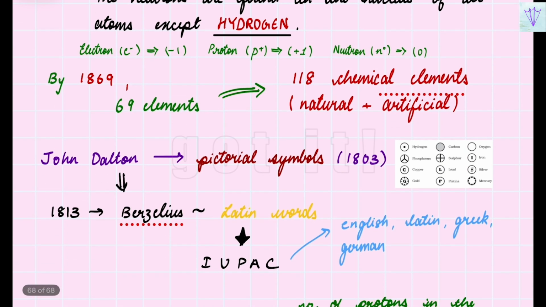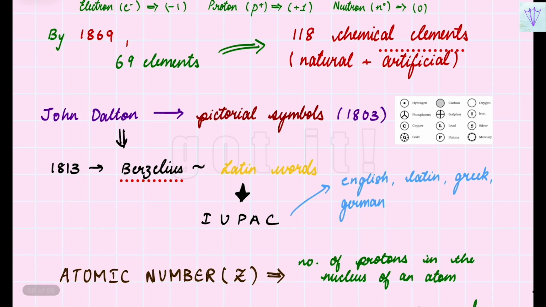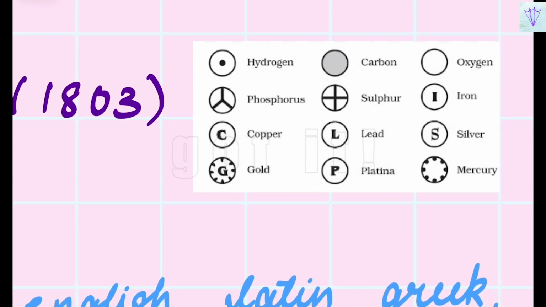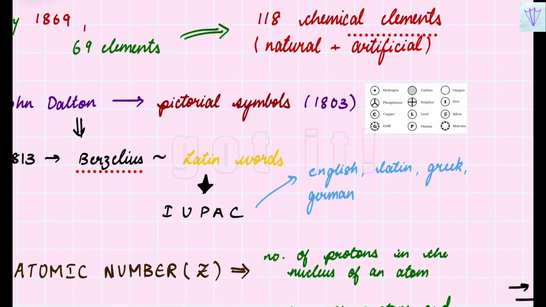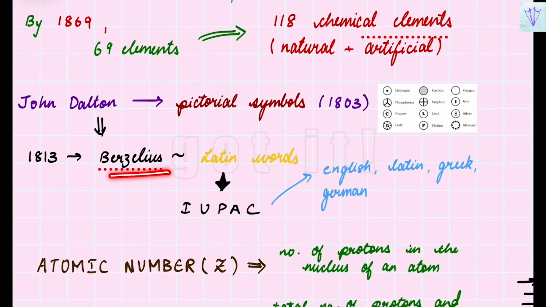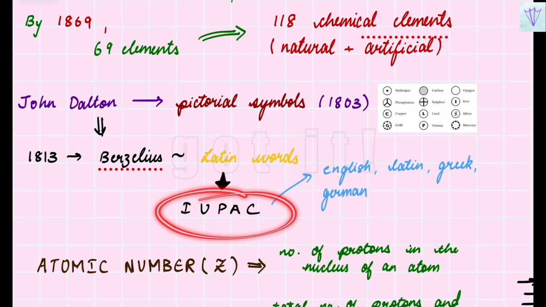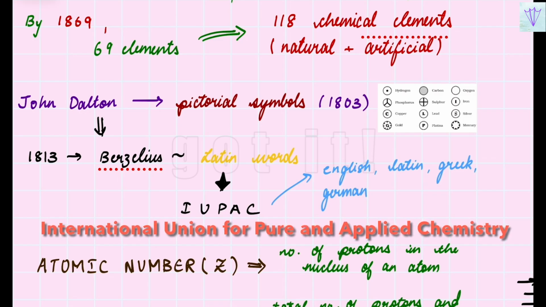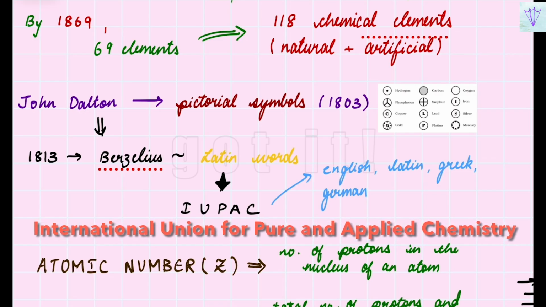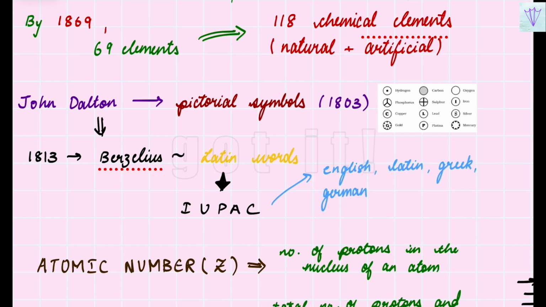Then coming to the naming of these elements. John Dalton proposed pictorial symbols in the year 1803. According to him, he proposed certain symbols which are as follows. Then in the year 1813, Berzelius proposed the use of Latin words in order to name some elements. But later, IUPAC, the International Union of Pure and Applied Chemistry, came up to name different elements, and they named them using English, Latin, Greek, and German. They also found a format for giving chemical symbols to them.